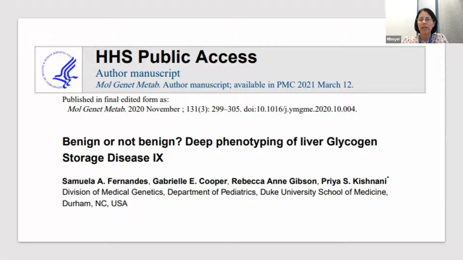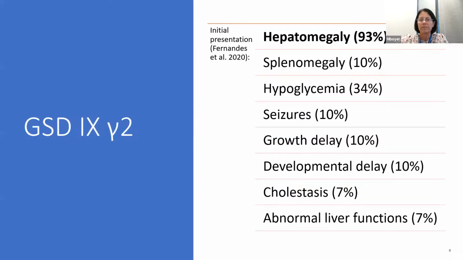Recent published work out of Duke University attempted to characterize the natural history of the various GSD IX liver subtypes and investigate genotype-phenotype correlations. The findings from a total of 30 patients with liver GSD IX gamma 2 were summarized by the authors. They found that the vast majority of patients, 93%, presented with hepatomegaly.